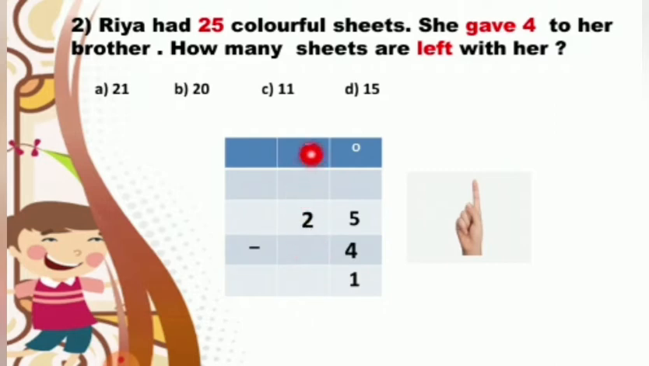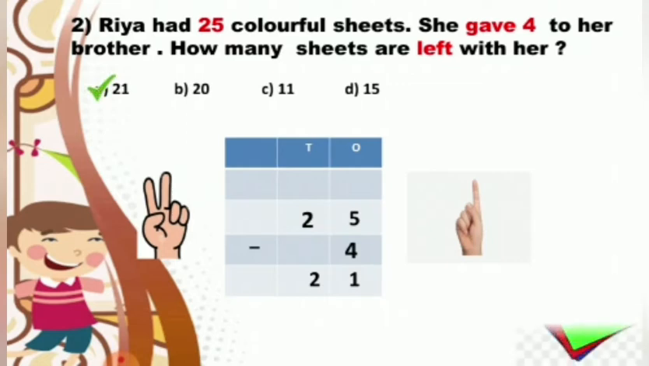Now we will go to the tens column. The number is 2. Minus, here there is no number. That means it is 0. So let us open 2 fingers and there is nothing to take away. So the answer will remain the same. So 25 minus 4, you will get the answer 21. So correct answer is A. 21.